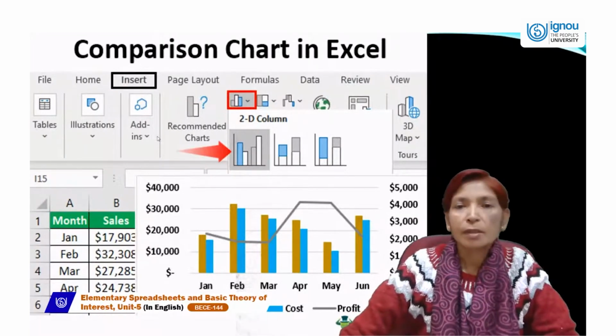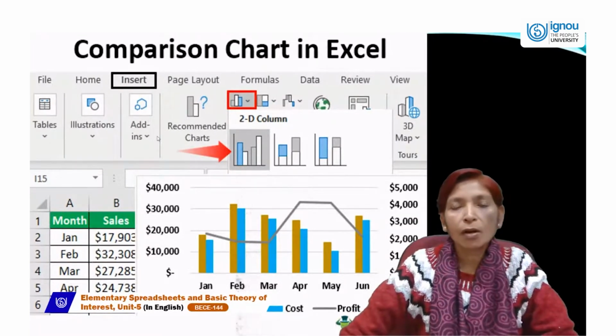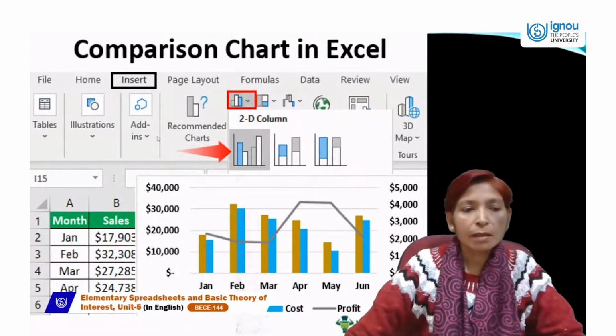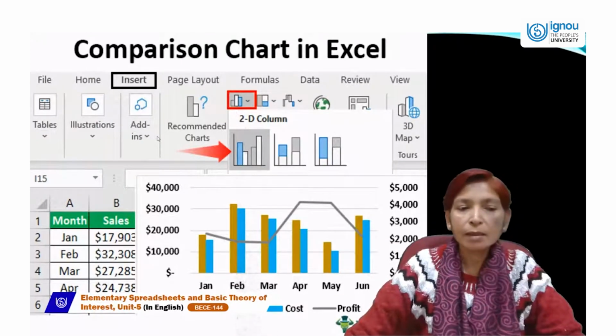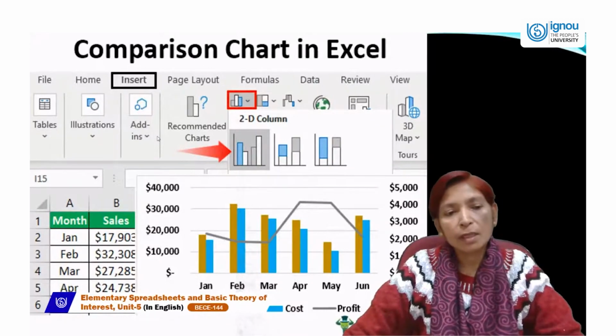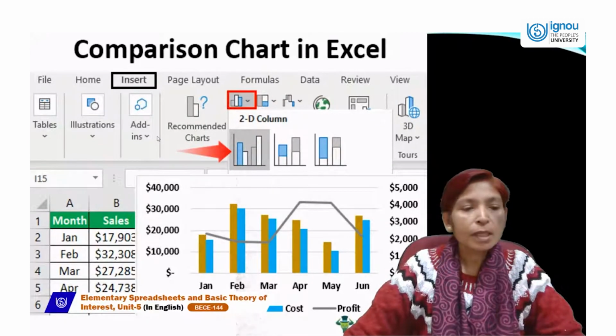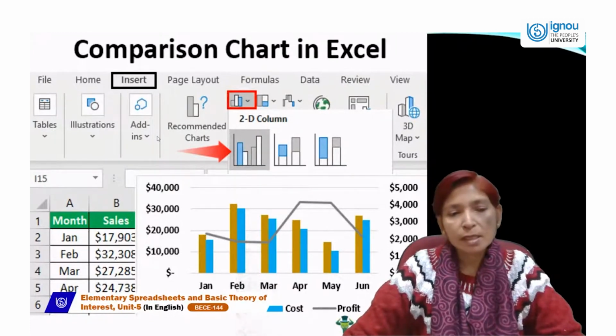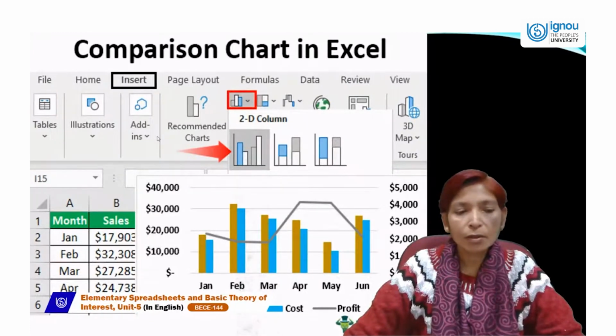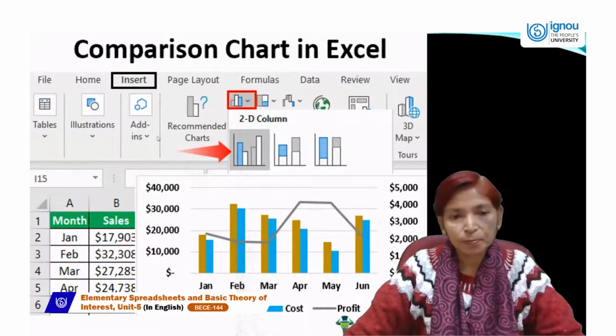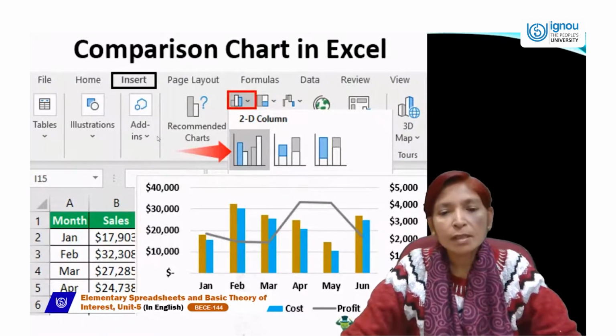If we put some data in column A, the month, and the title of column B is sales. According to these months like January, February, March, April, May, sales are given: $1790, $3230, $2728, $2473, and $1470. And now we can present it with the help of this graph.